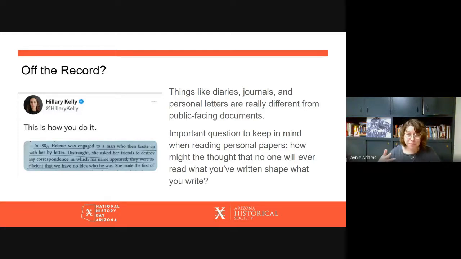So remember that diaries and letters and things that are really personal can easily be shaped, right? If I know that my mom is reading my diary, maybe I'm not going to write down all my deepest, darkest secrets. Maybe I have a second diary, right? So it's important to keep that kind of stuff in mind when you're looking at personal records.